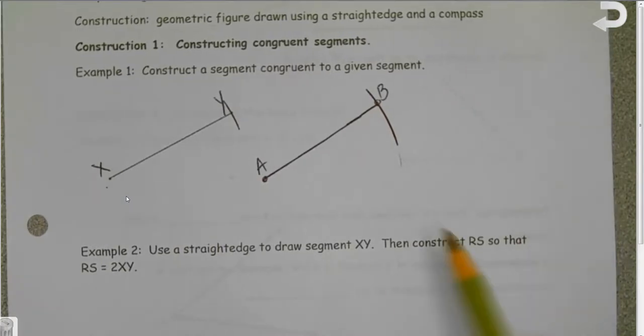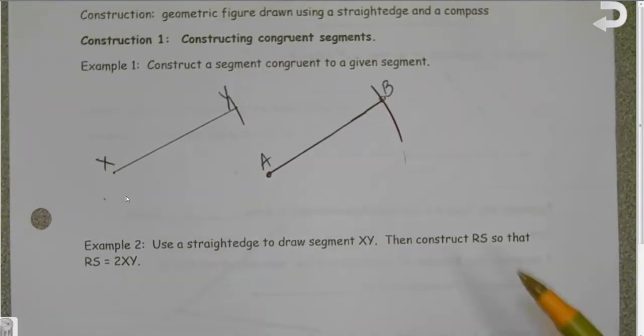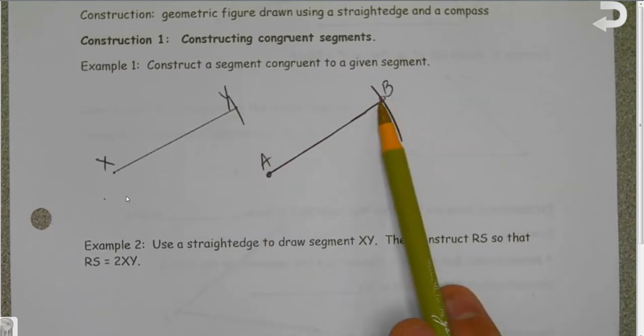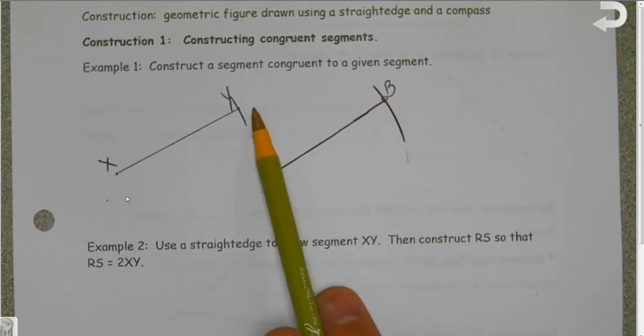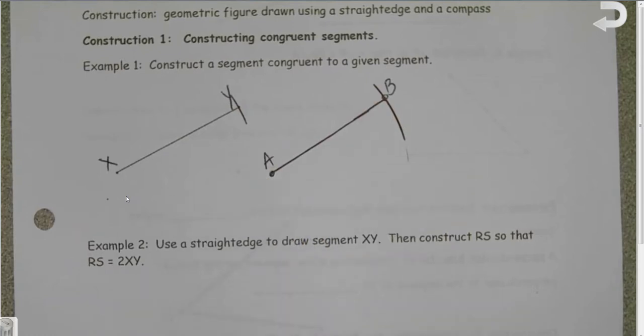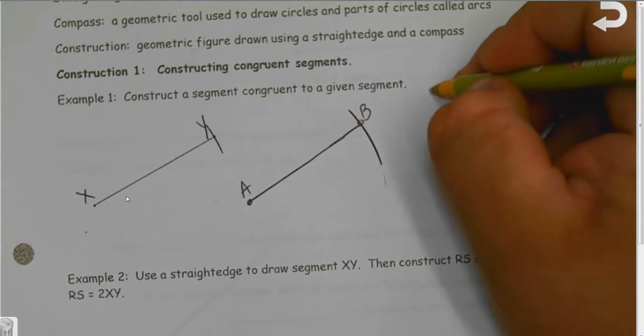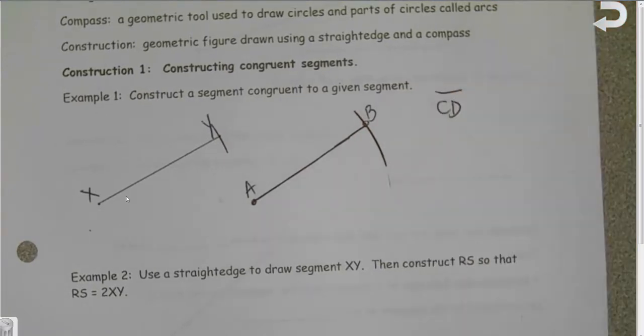And I can say that XY is congruent to AB because I use the arc on Y to create the arc on B, so that the distance between X and Y is congruent to the distance between A and B. What I want you to do now is go ahead and make another line segment, CD, and show it to me, and I'll know that you're ready to move on.